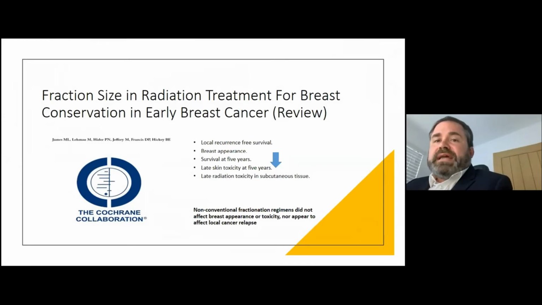And then the Cochrane collaboration conducted a review of fraction size in radiation treatment for breast conservation in early breast cancer. And they showed that local recurrence-free survival, breast appearance, survival at 5 years, late skin toxicity, and late radiation toxicity seemed to be as good, if not better in some aspects, than conventionally fractionated radiotherapy. Next slide.